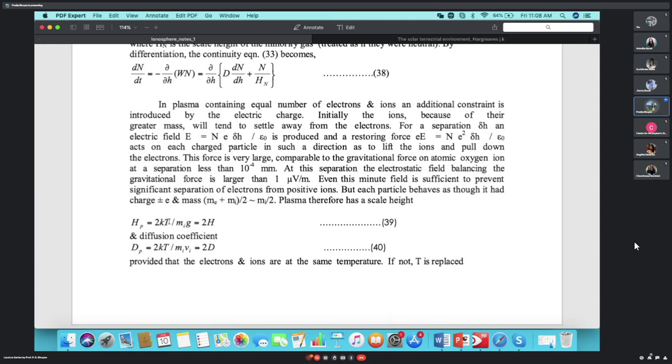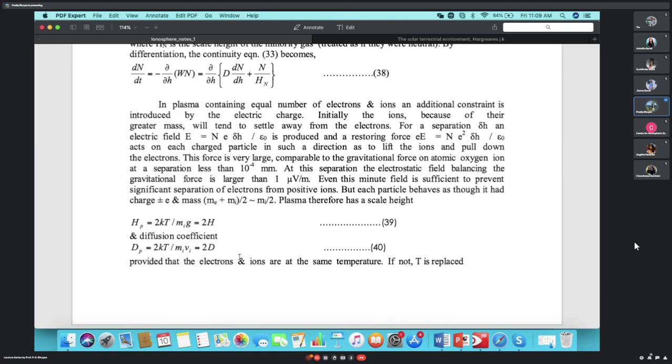Once the 2 has come in the denominator, mi by 2, it goes up. So 2kT by mi g. So this is equal to 2H, where H is your kT by mg. So this is 2H. Similarly, your diffusion coefficient also, because it contains a mass term, so kT by m nu becomes kT by mi nu i, for the ions, and it is 2D.